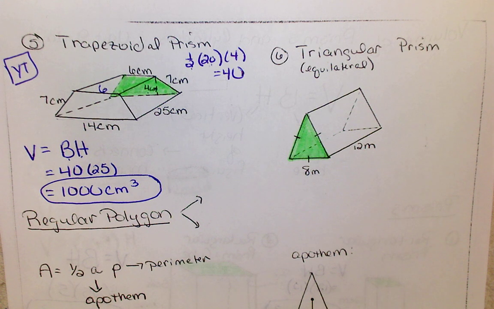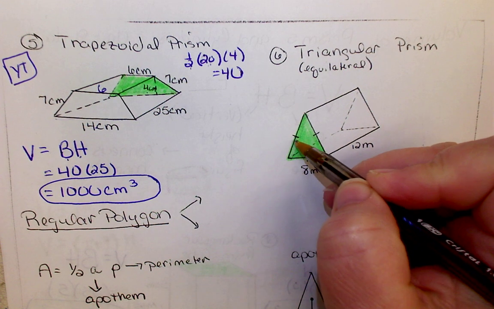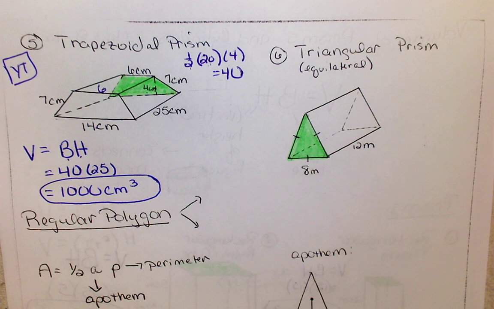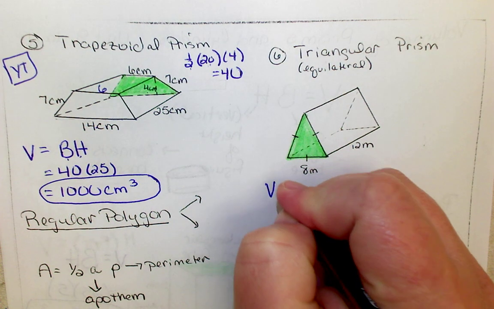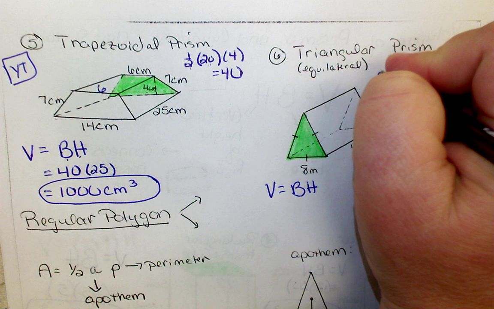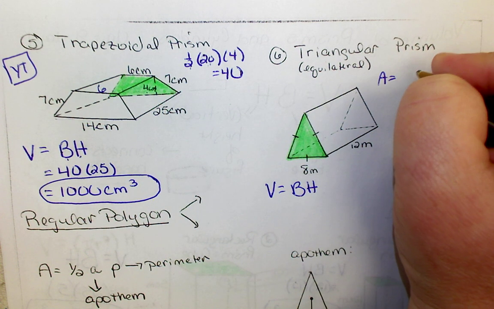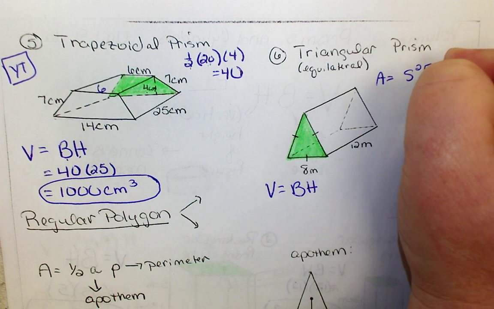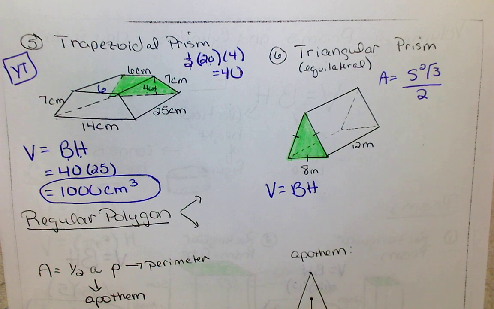All right, number 6 is a triangular prism, but it's more specifically a specific type of triangle. It is an equilateral triangle, and we can tell that by these little tick marks. They mean that all 3 sides are congruent. We're still going to do the volume is equal to the area of the base times the height. To find the area of an equilateral triangle, the formula is the side squared times the square root of 3 over 2. I'll give you a second to copy that down.